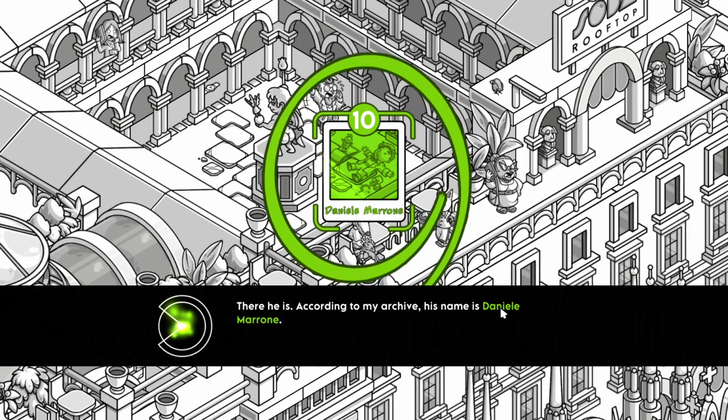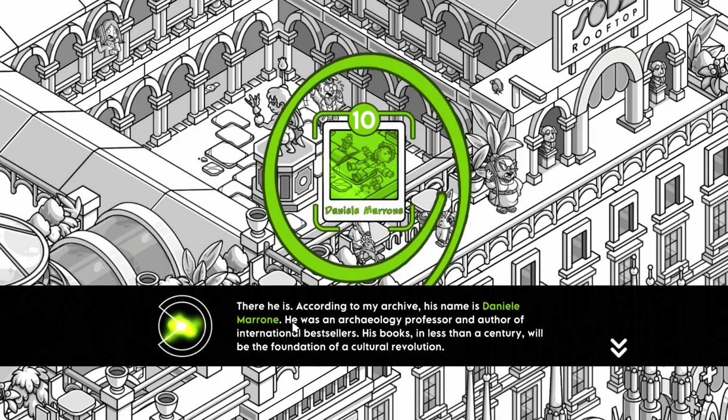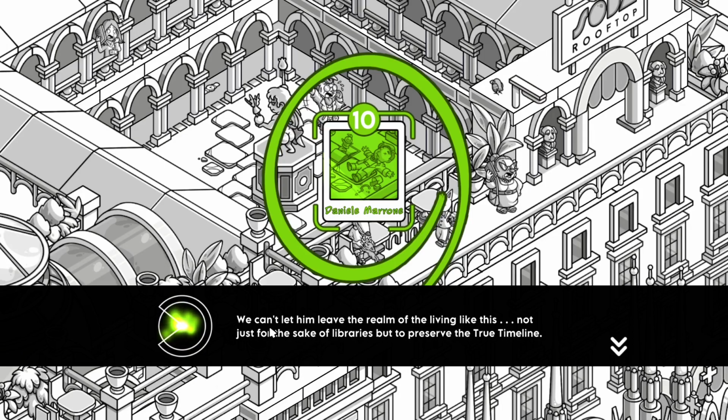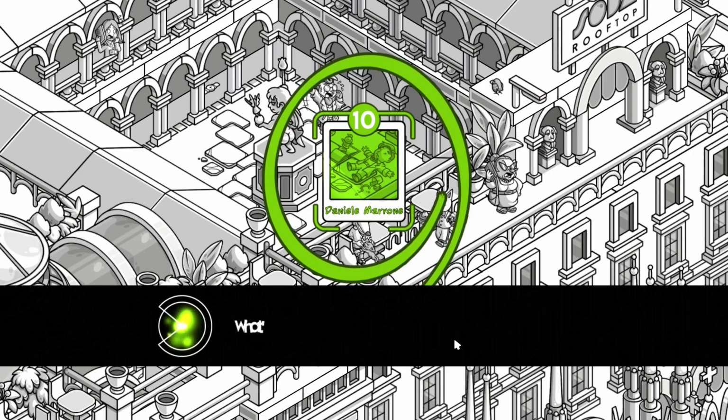It is, according to the archives, Danielle Larone. He was an archaeology professor and the author of international bestsellers. His books in less than a century will be the foundation of a cultural revolution. We couldn't let him leave the realm of the living like this. Not just for the sake of libraries, but to preserve the true timeline.